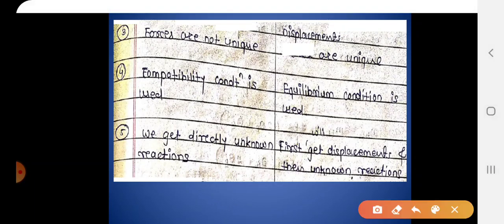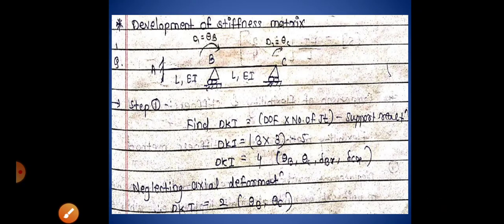Then in flexibility, forces are not unique, means we can choose horizontal reaction, vertical reaction or moment, any force as redundant, but here we can choose only displacement, it may be theta or delta. Then compatibility condition is used, and here equilibrium condition we are going to use. Okay, and in flexibility we get directly unknown reactions, and here we will get first the displacements and then unknown reactions or unknown forces.